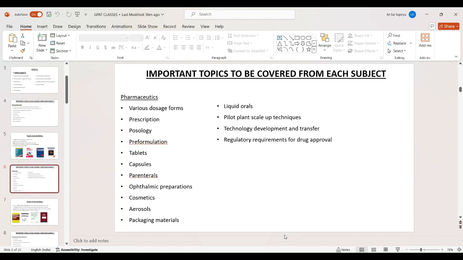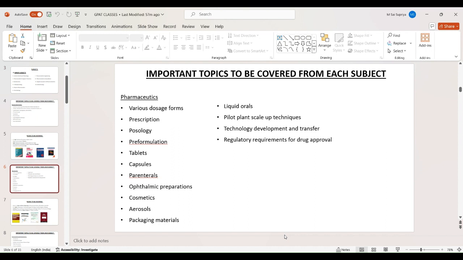Then coming to pharmaceutics: various dosage forms, prescription parts, posology, the formulas for adults and for children. Then pre-formulation concepts and tablets, what binders or excipients are used, capsules with the same excipients, parenterals like IV and IM dosage forms, ophthalmic preparations, cosmetics, aerosols, then packaging materials like the advantage of alumina over steel, or the disadvantage of steel over plastic, etc.